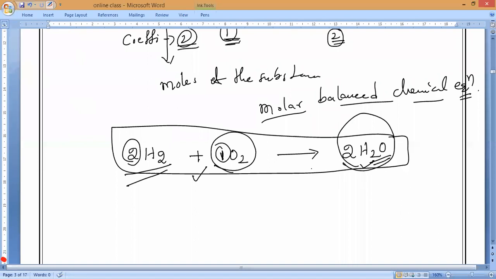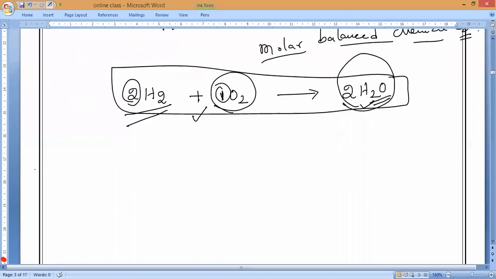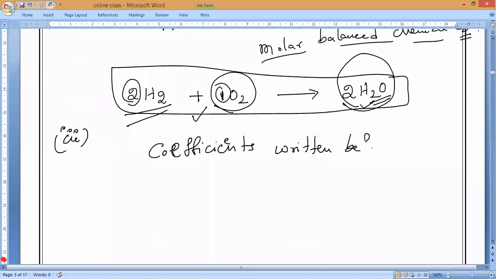Yes, sir. That is the third point. So this is not much important. So the third point, directly you can say: coefficients written before the substances will give you the number of moles in the molar balanced chemical equation.